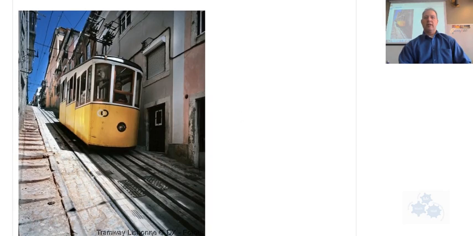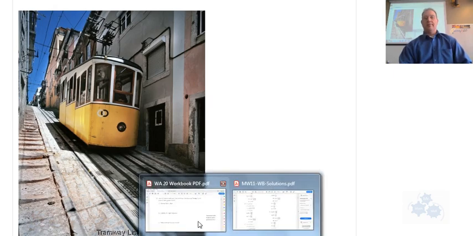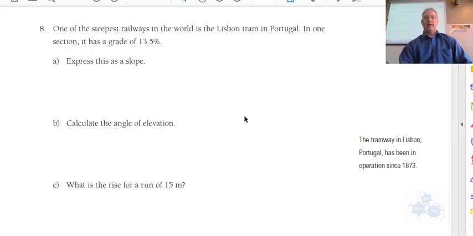There's the train. That's the tramway in Lisbon. Look at how steep that is. Isn't that crazy for like a little train? I know. Give me a runaway train. You kidding me? That's really steep. So that's a picture of it there. So you have a question about that one. And that's this one right here.